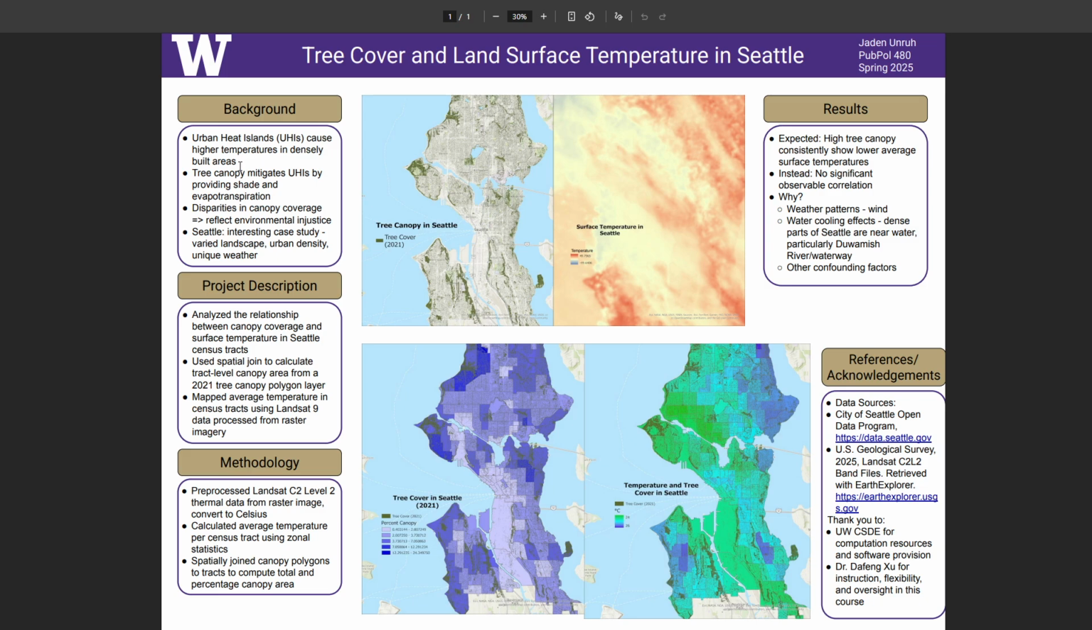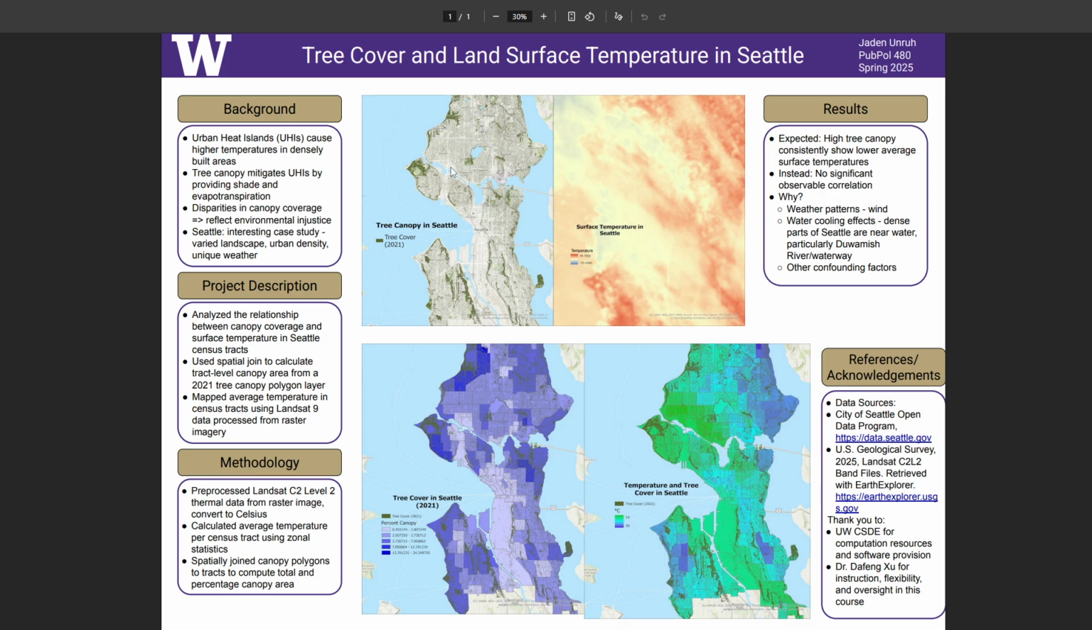So tree canopy in cities mitigates these UHIs. They provide shade and they provide evapotranspiration, which is a process where water is absorbed through the roots of a plant and gets transported up to the leaves, where it then evaporates, and evaporation absorbs heat, so it makes it cooler in those areas.